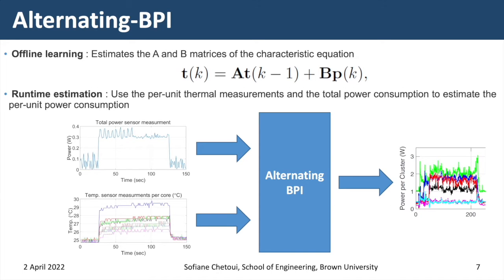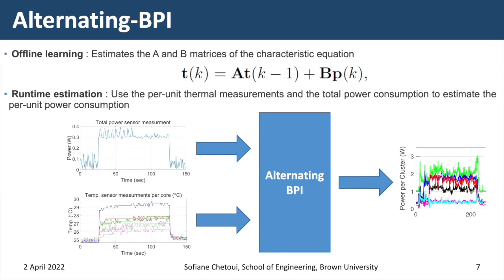The alternating BPI consists of an offline learning step and a runtime estimation step. During the offline learning, we try to estimate the A and B matrices that constitute our state space model. As shown in this equation, we try to estimate A and B such that T_k equals A times T_(k-1) plus B times P_k. And then after estimating the A and B matrices, during the runtime estimation, we use the per unit thermal measurements from the different cores or the different sources of power and the total power consumption to estimate the per unit power consumption.